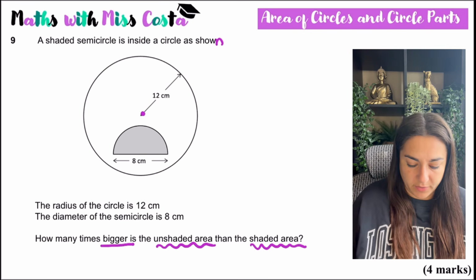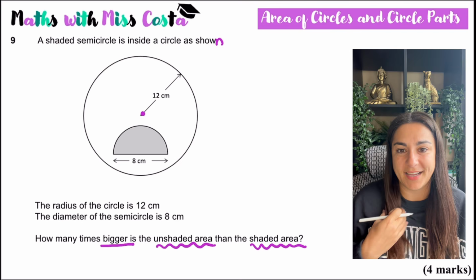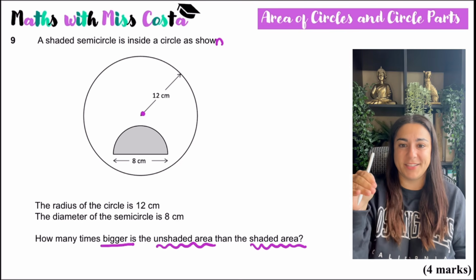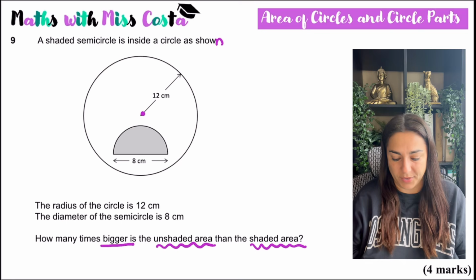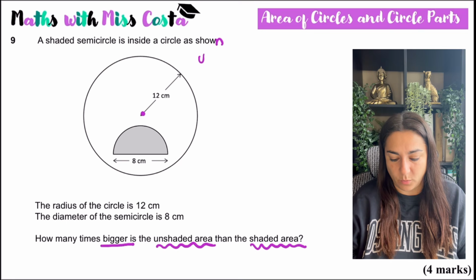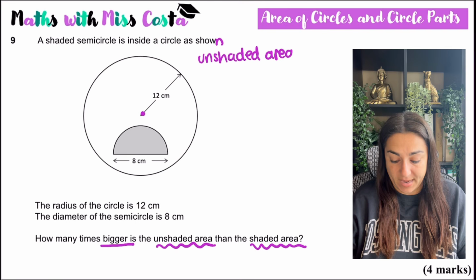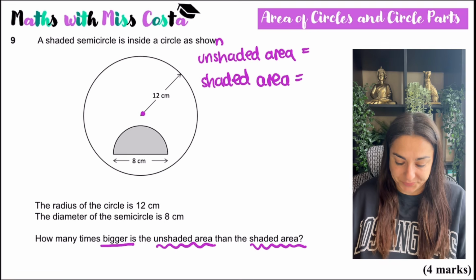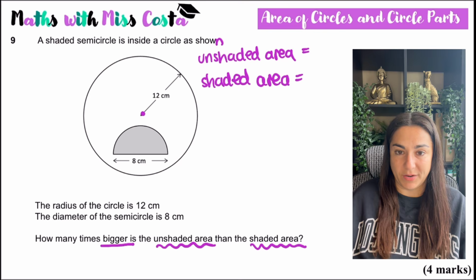So I would recommend for questions like this, you just lay your working out really nicely and you label different sections as to what you're going to want to work out. So I'm going to need to work out what the unshaded area is and also what the shaded area is in order to compare them. So I'm just going to put that there, and let's see when we reach it.